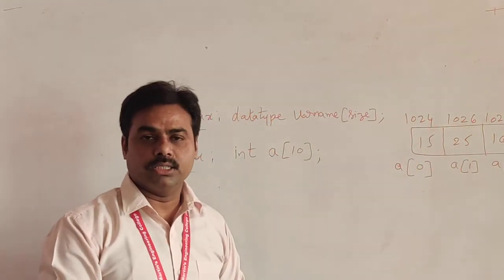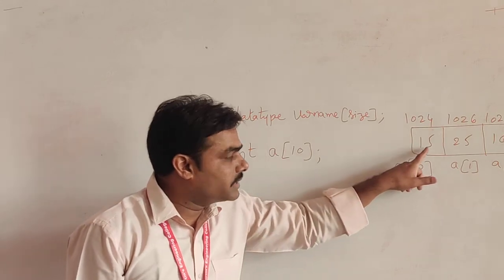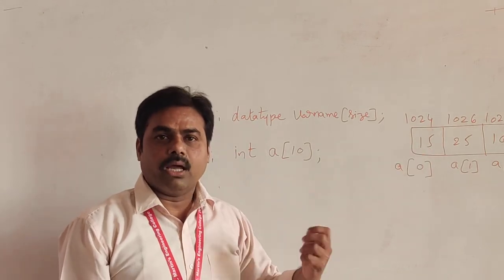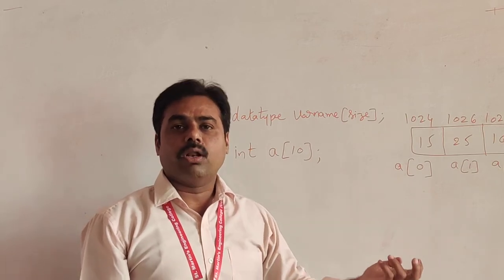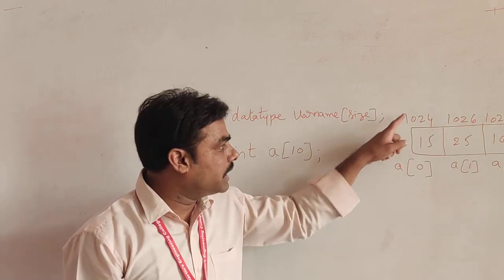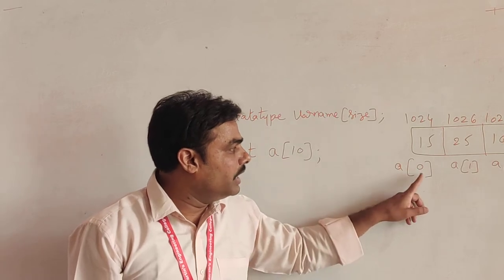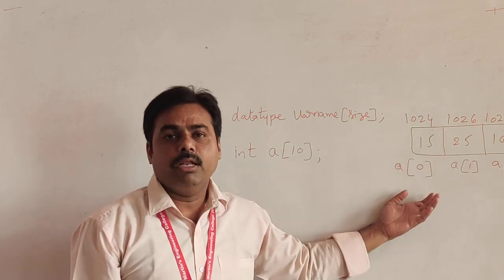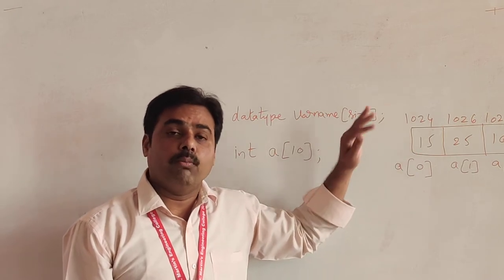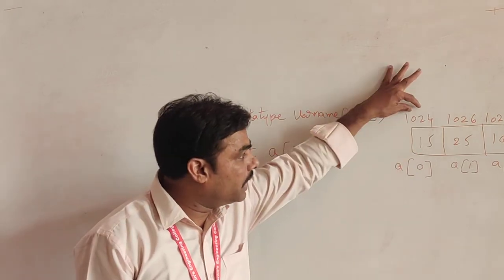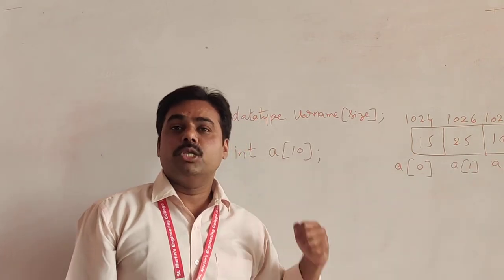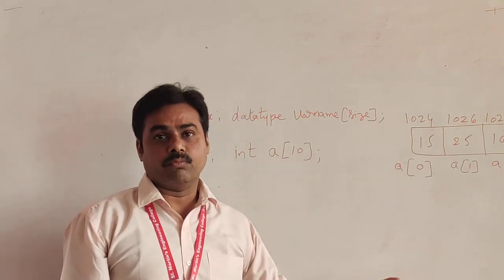So, these are the memory locations. Now, I would like to access these values. Accessing means I would like to read, print, or perform some kind of operation. What I am doing is that I have two mechanisms. With the help of the array name and subscript, the position, I am in a position to access the value. One more mechanism is that with the help of addresses, I am supposed to access the values which are stored within the one-dimensional array.